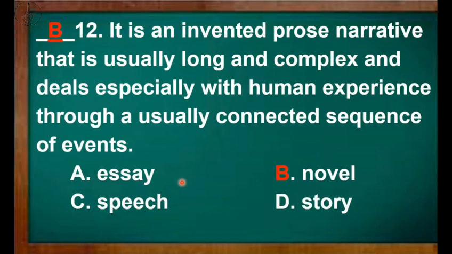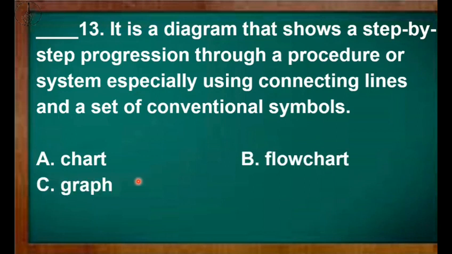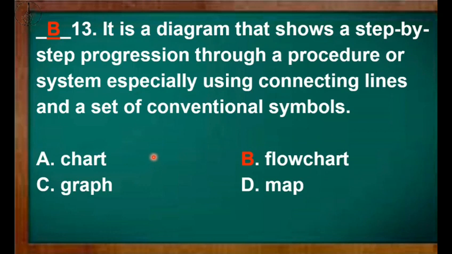12, the answer is novel. It is an invented prose narrative that is usually long and complex and deals especially with human experience through a usually connected sequence of events. Okay. For number 13, it is a diagram that shows a step-by-step progression through a procedure or system, especially using connecting lines and a set of conventional symbols. A, chart. B, flowchart. C, graph. D, map. The correct answer is B, flowchart.